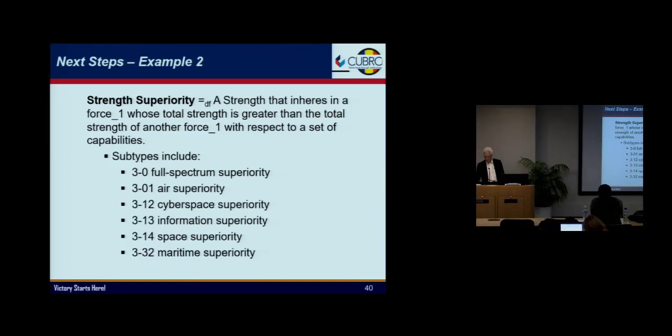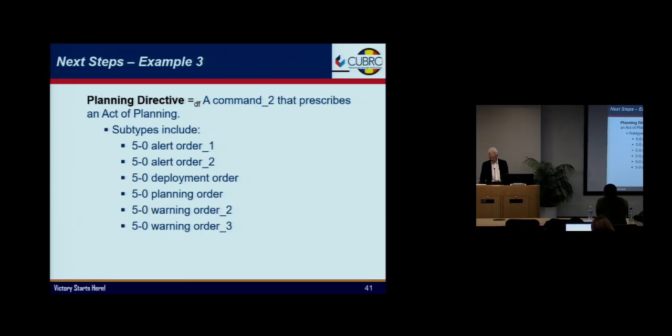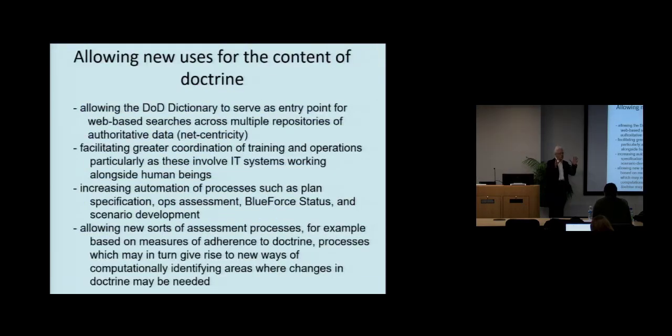We can do the same thing for strength superiority. So strength superiority is defined here, and then there are subtypes: space superiority, information superiority, and so forth. We can do the same thing for a planning directive, which is a kind of order. And in this way, we can use the ontology to do things with the joint dictionary, and therefore also with the content of joint doctrine, which we couldn't do before.